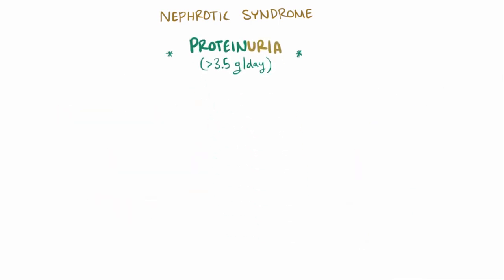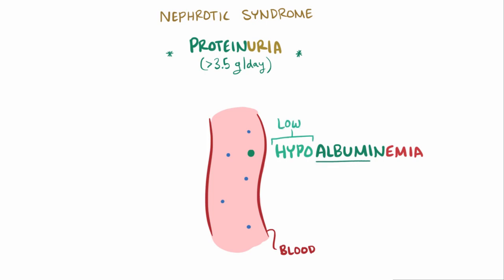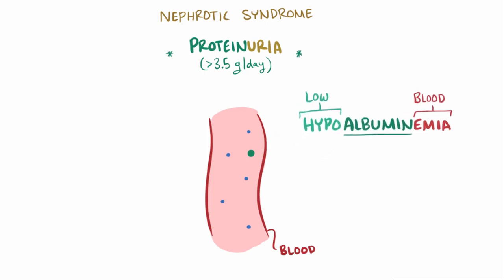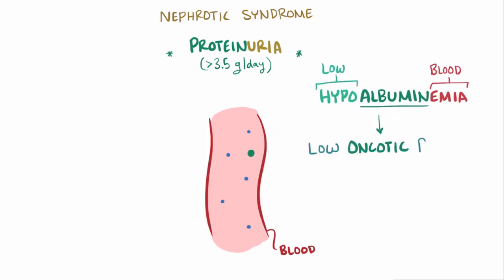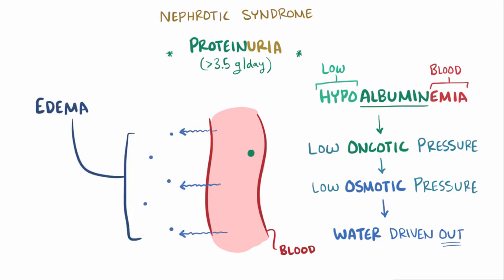An important protein in the blood is albumin, and so when it starts leaving the blood, people get hypoalbuminemia, low albumin in the blood. With less protein in the blood, the oncotic pressure falls, which lowers the overall osmotic pressure, which drives water out of the blood vessels and into the tissues, called edema.